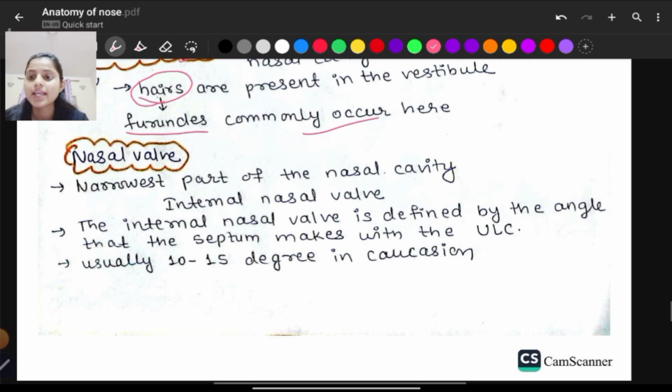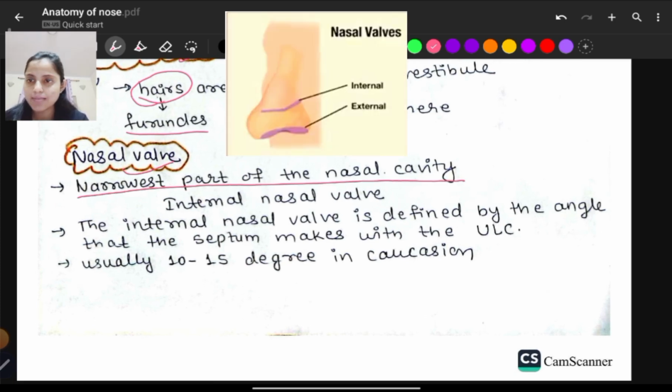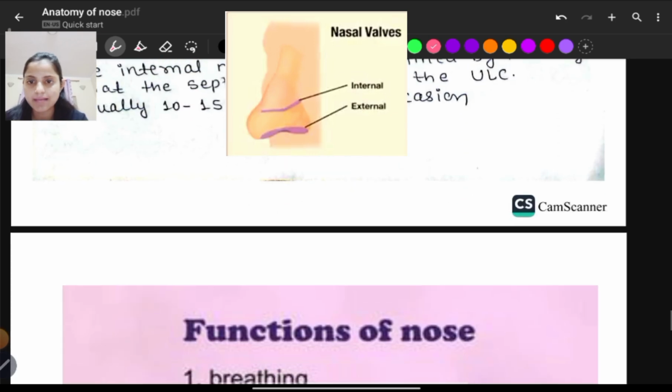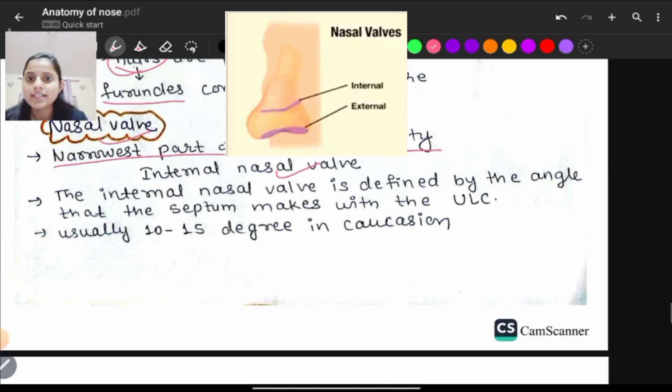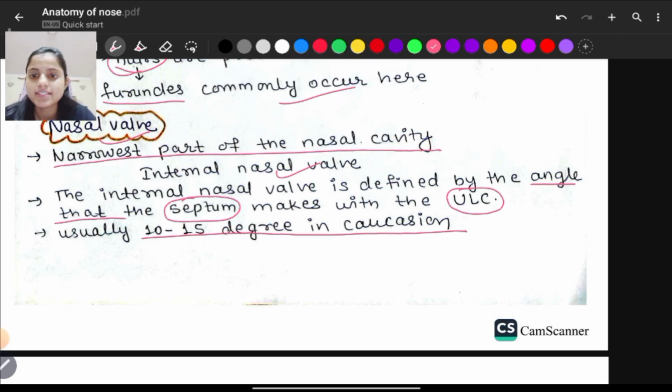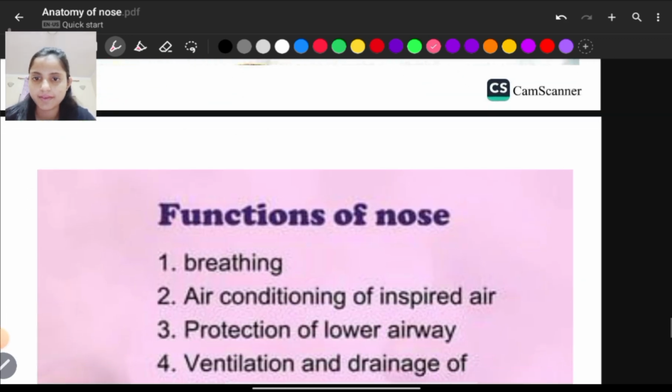Nasal valve. The narrowest part of the nasal cavity is the nasal valve. There are two valves, the internal nasal valve and the external nasal valve. The internal nasal valve is defined by the angle that the septum makes with the upper lateral cartilage, usually 10 to 15 degrees in Caucasians. A decrease in this angle indicates there is obstruction, as it is the narrowest part of the nasal cavity.